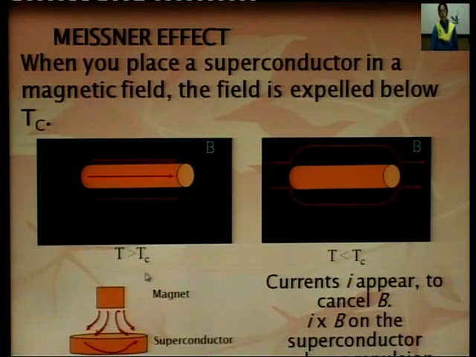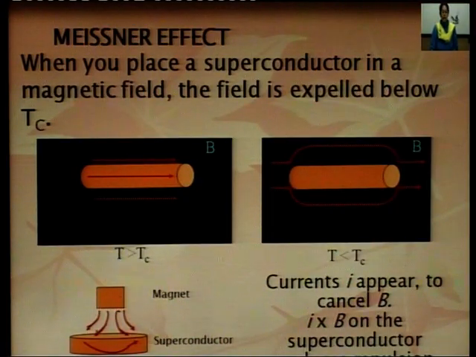अभी जो temperature है वो critical temperature से ज़्यादा है, तो the field, this is in the form of parallel lines. So some superconducting material is there, this B represents magnetic field. So this is straight line when the temperature T is greater than critical temperature. But when the temperature decreases, कम हो गया temperature, then what happens, this magnetic field is repelled, it is expelled. So current I appears to cancel B. What is B? B is field. So I cross B on the superconductor produces repulsion. So the superconductor will start repelling.